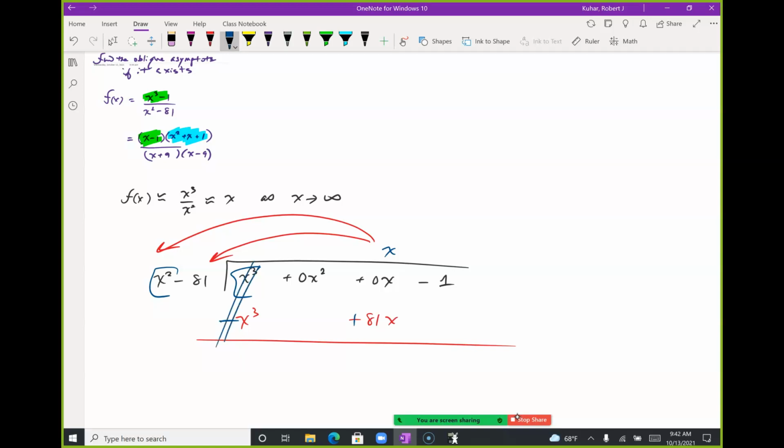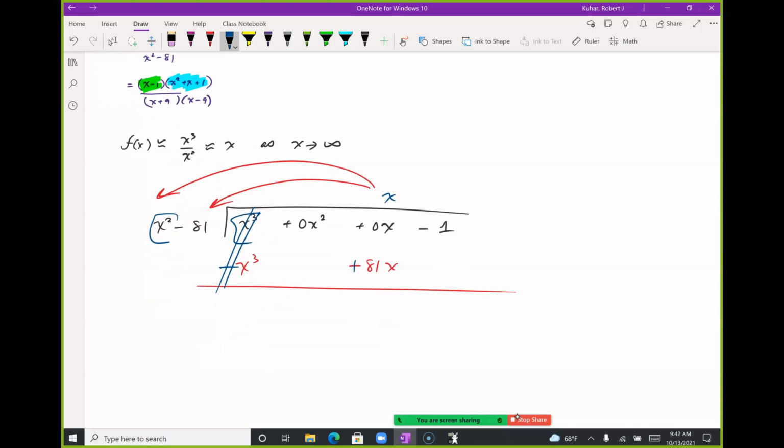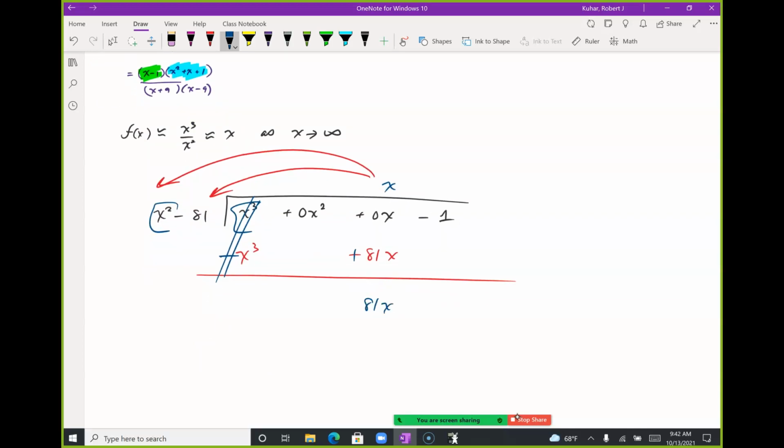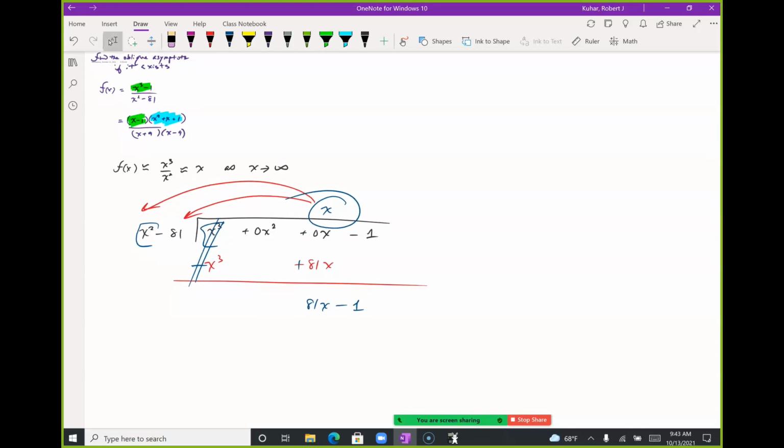The first term goes away. We get rid of this process when we do synthetic by bringing down that first term. And so what do I get? I get 81x minus 1, and I'm done, right? Because x squared doesn't go into 81x. So there's my oblique. So y equals x is the oblique on this.